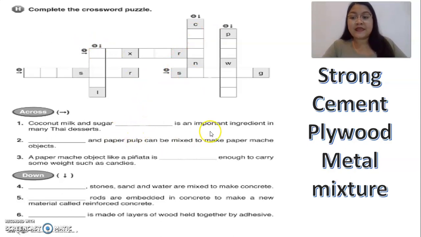Okay? So for example, number 1, coconut milk and sugar blank is an important ingredient in many Thai desserts. So you're going to look here. Number 1. So what word has letter X and letter R? Is it plaster, strong, cement, plywood, metal, or mixture? Okay, so number 1 and number 1 across. So they have the same answer. So which word has letter X and letter R?